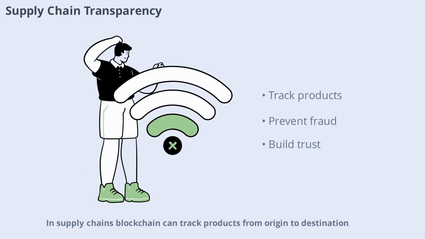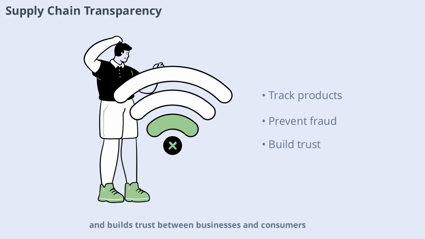In supply chains, blockchain can track products from origin to destination. Each step is recorded on the blockchain, creating an unchangeable history. This transparency helps prevent fraud, ensures product quality, and builds trust between businesses and consumers. Companies are increasingly adopting blockchain to improve efficiency and accountability in their supply chains.